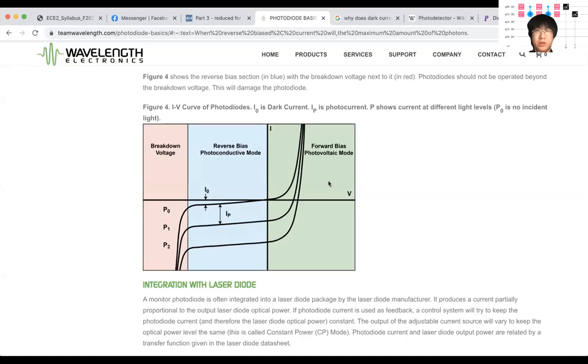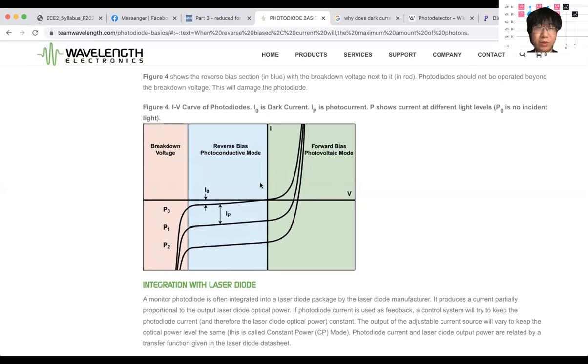So you can see the IV curve for the PN junctions here. Here we have a breakdown voltage. When it's in reverse bias, the voltage is so high that basically the N and P of the diode flip. The P becomes the N and the N becomes the P, and it kind of breaks.